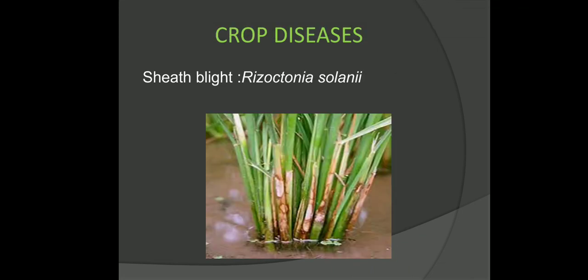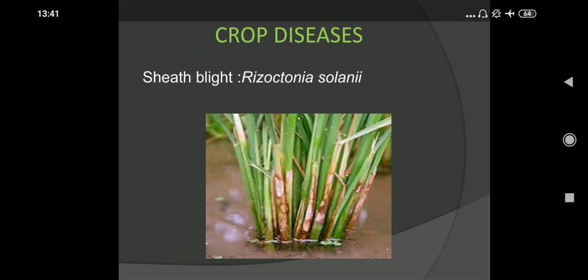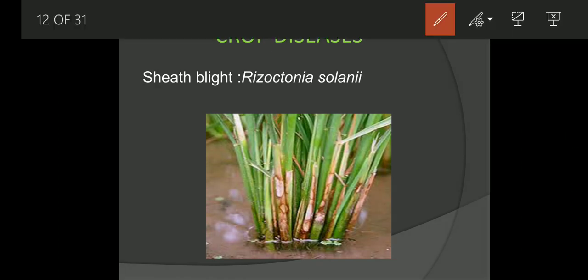Next we have sheath blight of rice. Sheath blight of rice is caused due to Rhizoctonia solani. In this case, the lower part of the stem is mainly affected. In this, big brown spots or a brownish appearance can be seen in the lower part of the stem.